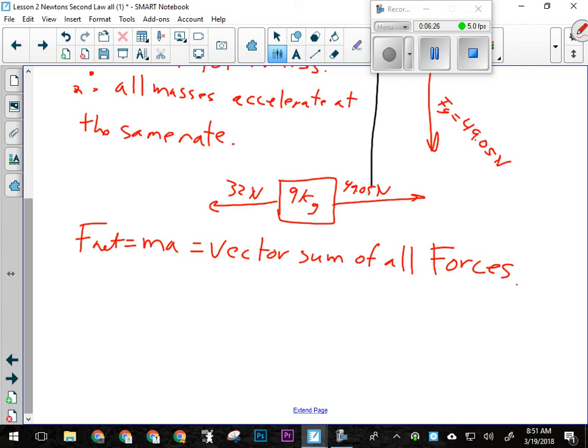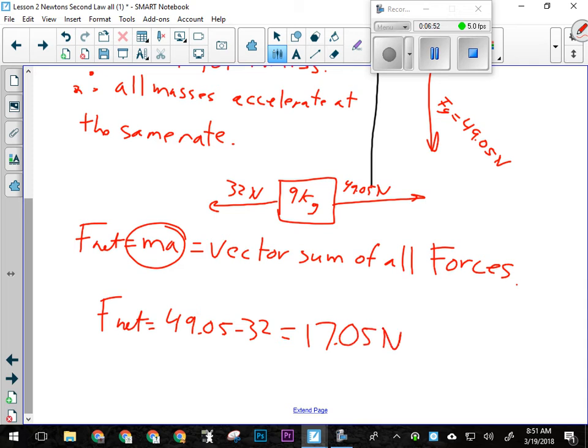forces. So right now, I can't use this way. I don't know what the acceleration is. I'm being asked to find that, right? But I can find the vector sum of all forces because I know the only two forces and they're opposite. All right, so F net is going to be 49.05 minus, or plus negative, whichever way makes more sense to you. Okay, 32, so we should have 17.05 newtons. Okay, everybody all right with that?